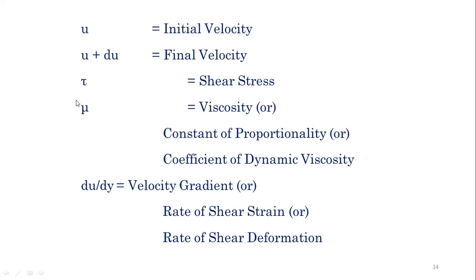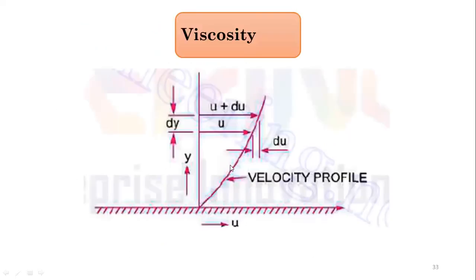And what we are finding here is viscosity, which is denoted by mu. This is called viscosity, or it is also called dynamic viscosity, coefficient of dynamic viscosity. Viscosity or coefficient of viscosity or dynamic viscosity, all are the same. And we have one more viscosity, that is kinematic viscosity. Viscosity and dynamic viscosity are both the same.